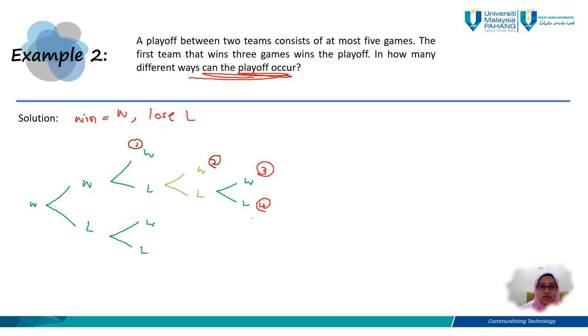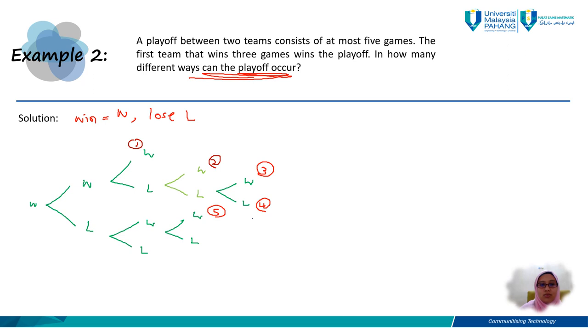Okay, so now we check the other one, this one. So win, lose, win. Okay, so we continue. Win, lose. So win, win, win. Okay, so three wins. Okay, so this is for number five.